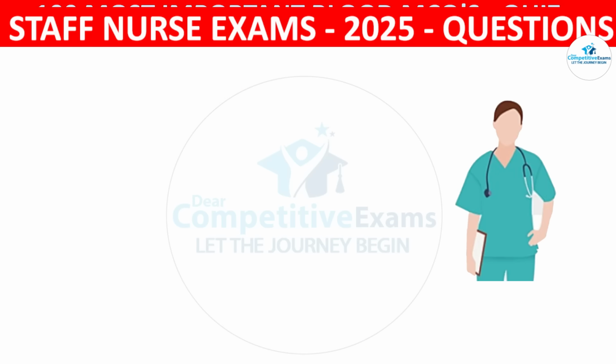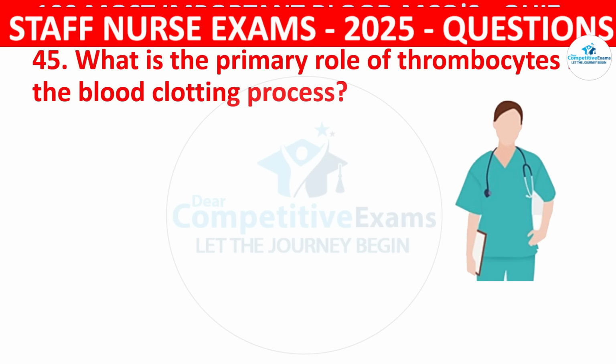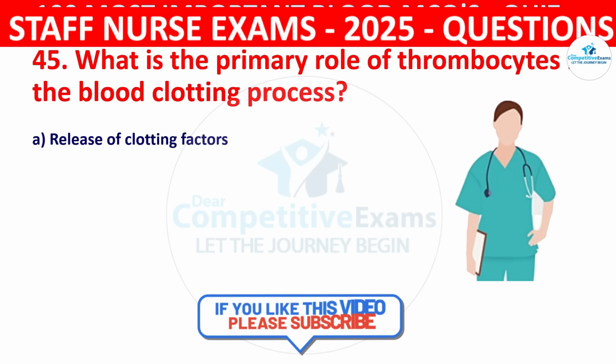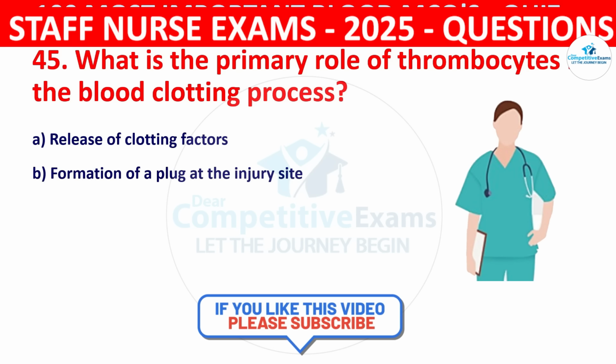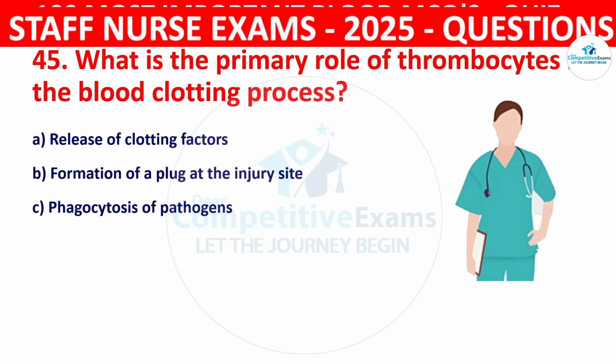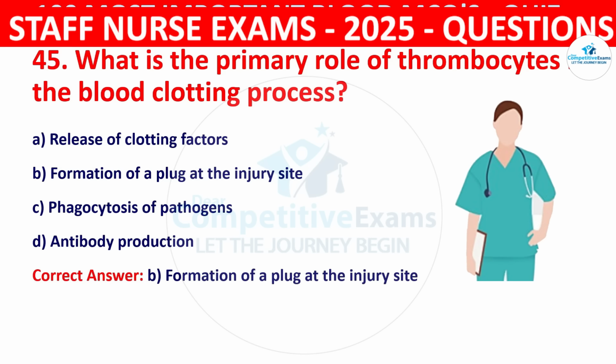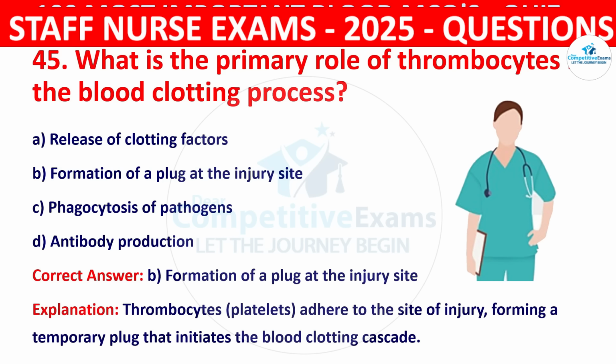Question number 45. What is the primary role of thrombocytes in the blood clotting process? The options are release of clotting factors, formation of a plug at the injury site, phagocytosis of pathogens, or antibody production. The correct answer is B, that is formation of a plug at the injury site. Thrombocytes, or platelets, adhere to the site of injury, forming a temporary plug that initiates the blood clotting cascade.